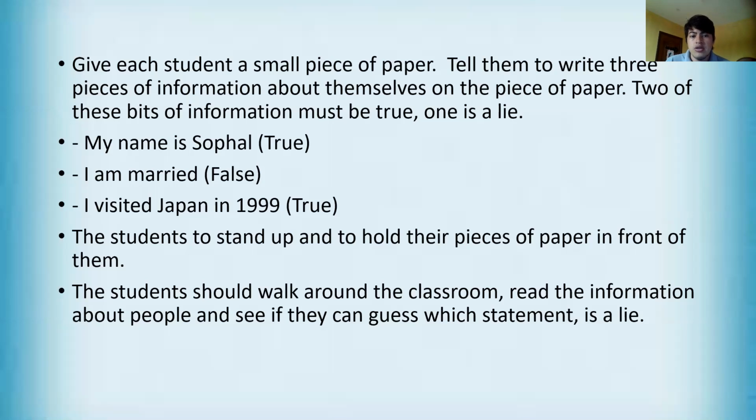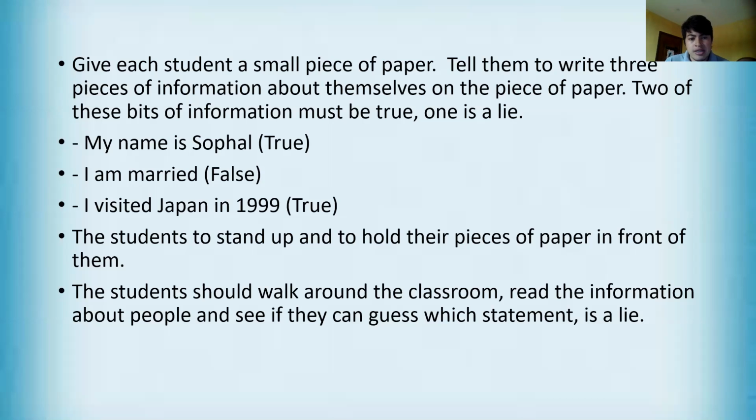true and one false. For example, my name is Sofia. That is true. In the other paper, you write, I'm married. That is false because you are a student, you know. But you need to treat that in the most credible way, because if you say I'm married and nobody believes it, because you are a student, you are very young to be married, okay?